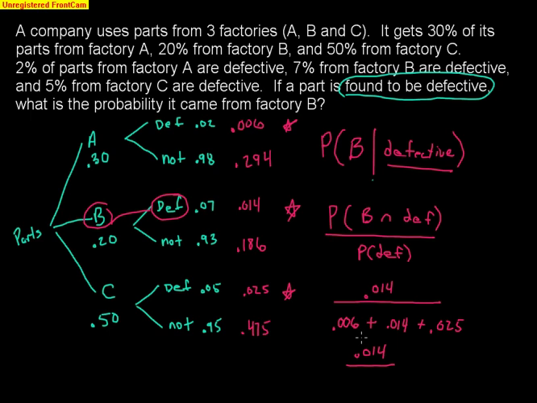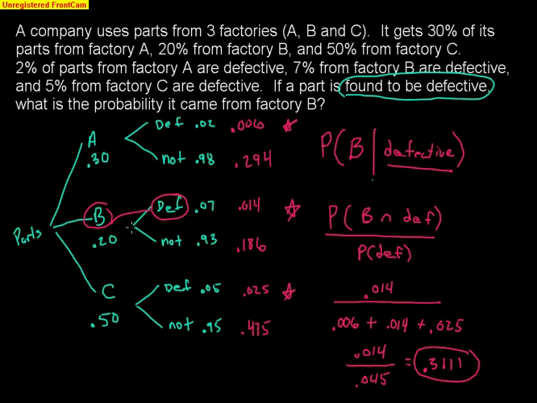Okay, so divide those out, 0.014 divided by 0.045, and we get 0.31 repeating, so 0.3111. So there's about a 31% chance that if we have a defective chip, it came from company B. Why 31%? Well, that's the way the formula worked out. Think about it. Not a whole lot of chips are defective in the first place. But if we know it's defective, look, B has the highest defect rate, 0.07, and B we get 20% of chips from, so it ended up being 0.31111, or 31% approximately, all right?